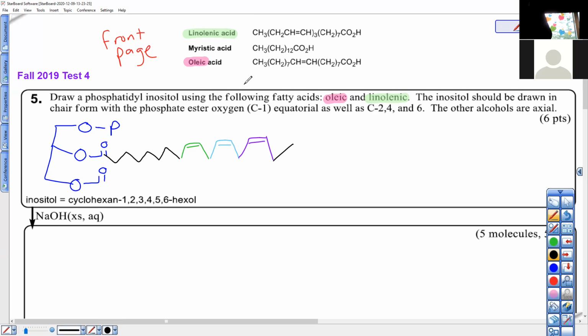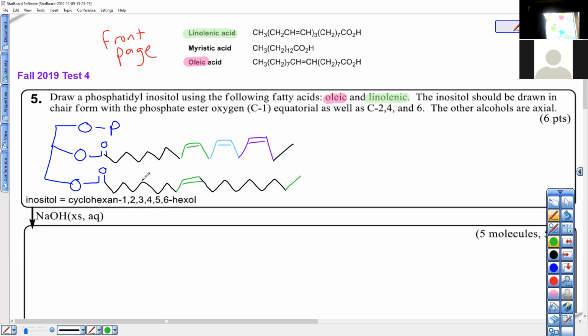And oleic, 7, then the double bond, then 7 more, and then an 8th. That should be pretty fast. 1, 2, 3, 4, 5, 6, 7. And then a double bond. Then 7 more. Make sure, 7. 1, 2, 3, 4, 5, 6, 7. And then the 8th. Make sure they have an even number.